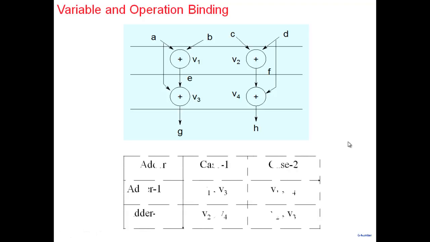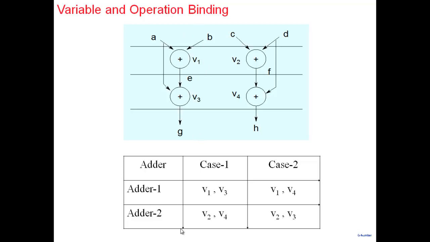Two adders that are required? You all agree? Okay. So adder 1 and adder 2. Fine, we know 2. Now, this is an operation V1 and this is an operation V2 and this is an operation V3 and this is an operation V4. Now we have 4 addition operations and we have 2 adders. Now we have to allocate the operations to the adders, which is what is called operation binding.